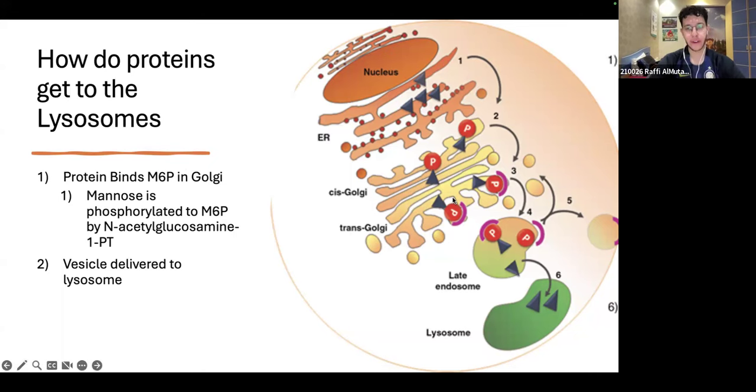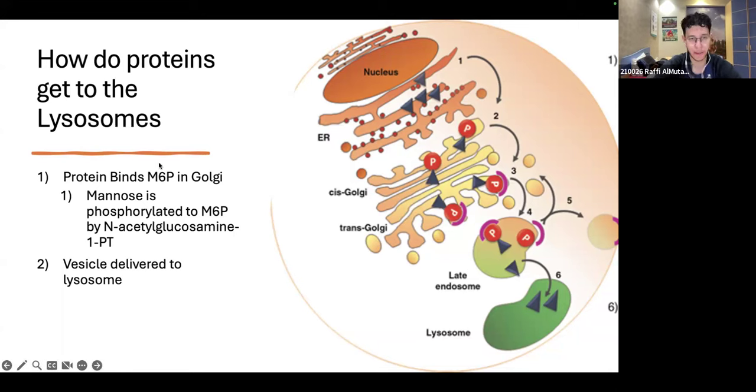So the Golgi, the basic function of it is to modify proteins. And this is what it's doing to the proteins here. So the protein is getting sent to the Golgi. In the Golgi, it binds mannose 6-phosphate, M6P. And then for some reason that we don't actually understand, it just gets to the lysosome. That's literally it. The protein binds mannose 6-phosphate, and because it binds mannose 6-phosphate, it can then be accepted by the lysosome.